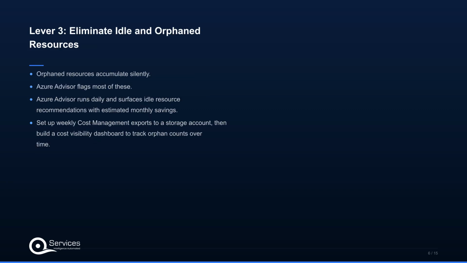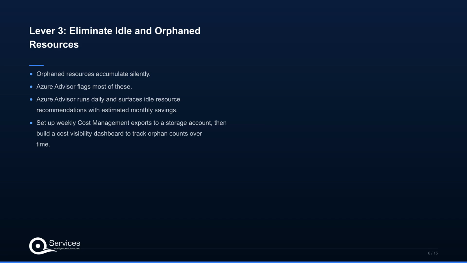Next up, lever 3, eliminate idle and orphaned resources. Orphaned resources accumulate silently. A developer spins up a VM for testing, the VM gets deleted, but the associated managed disk, public IP address, and network interface remain, each billing independently. According to Microsoft's Cost Management Best Practices documentation, organizations without active governance typically waste 10 to 15% of their cloud spend on resources that serve no live workload.